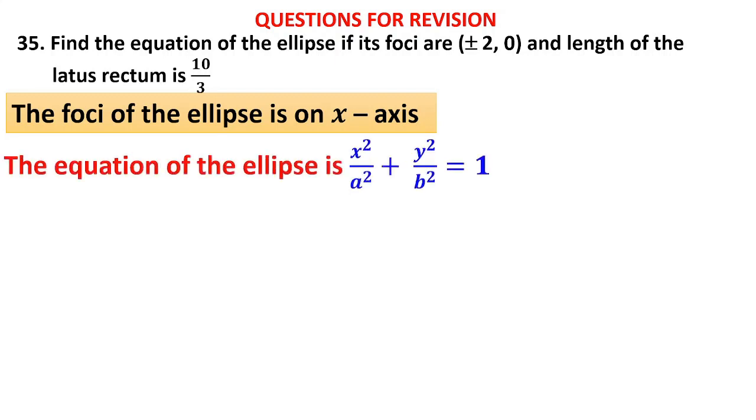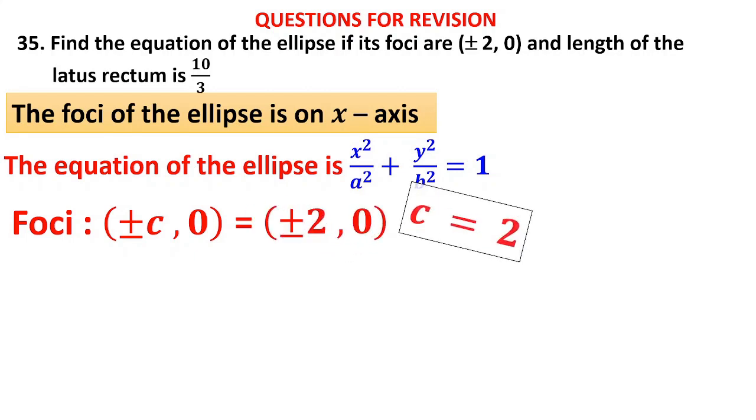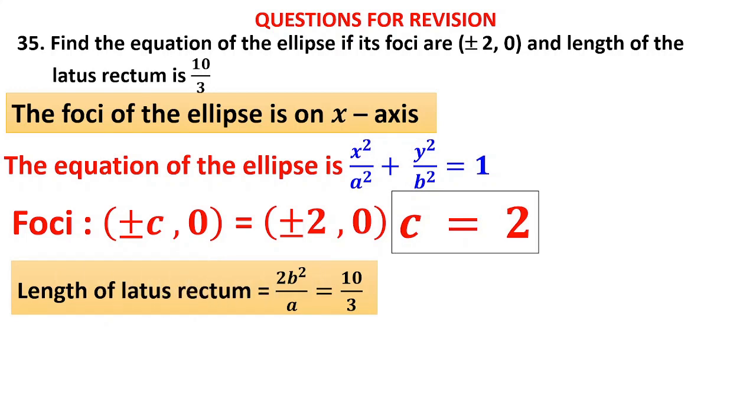Therefore, x square by a square plus y square by b square is equal to 1. And you have been given focus as plus or minus c, 0 originally. Therefore, it is given 2, 0, where c is equal to 2. Now from this c, I am going to get the AB. Therefore, length of the latus rectum is 2b square by a, given as 10 by 3.